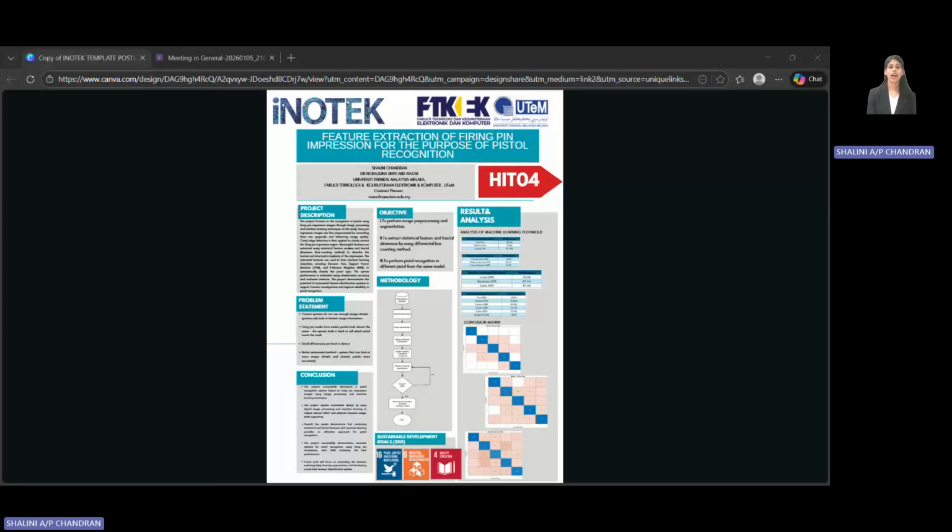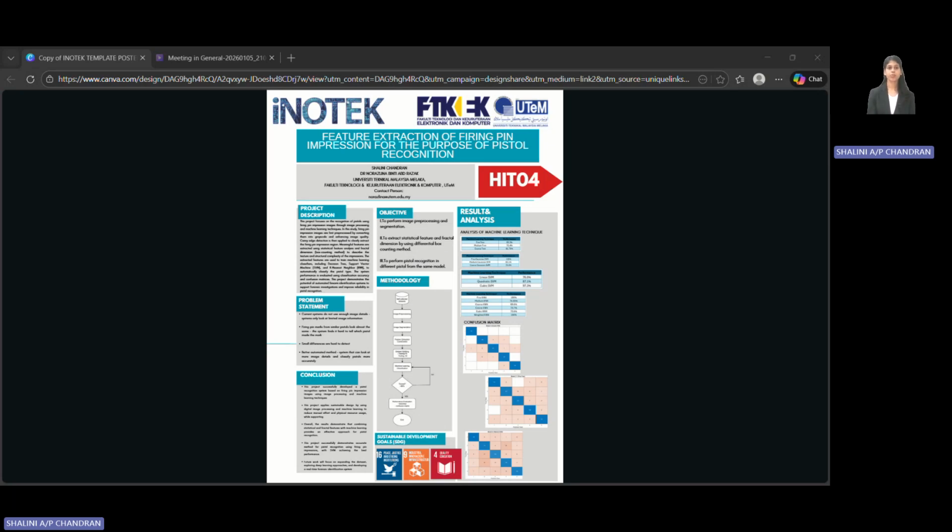Shalini Chandran. I'm a Computer Engineering student. So today I would like to present my final year project, which is feature extraction of firing pin impression for the purpose of pistol recognition. So I'm going to introduce my project.